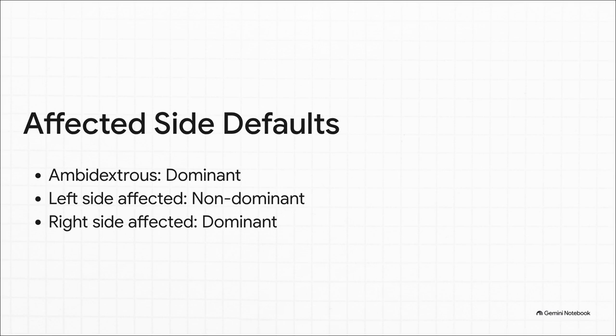For an ambidextrous patient, the default is dominant. If the left side is affected and dominance isn't specified, the default is non-dominant. If the right side is affected, the default is dominant. Memorize these 3 defaults right now. They will save you time, they'll prevent coding delays, and they will keep you completely safe during audits.